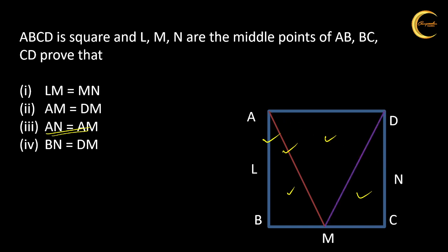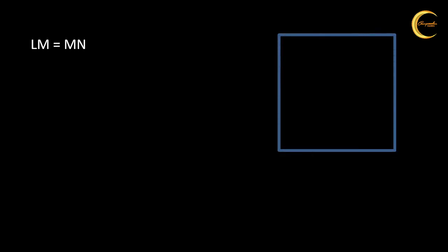The second problem is AM equals DM. And the fourth problem we have to prove is BN equals DN. So let's see the proof. First we have to prove that LM equals MN.